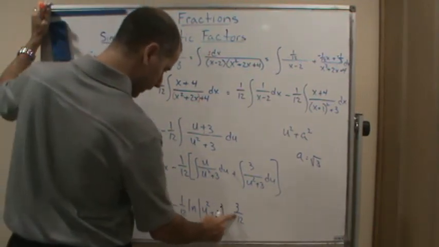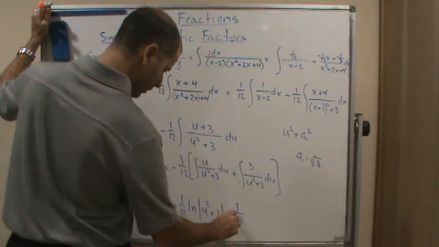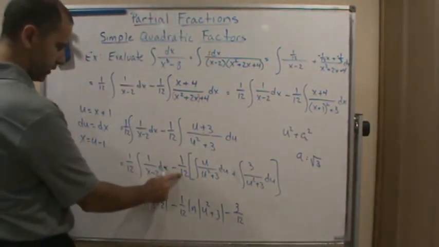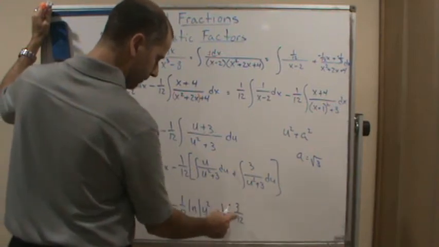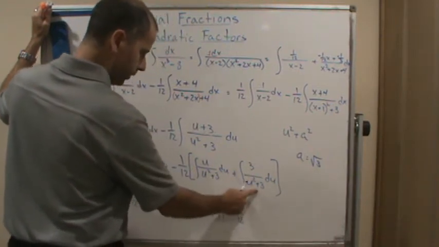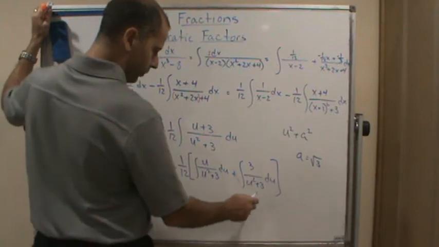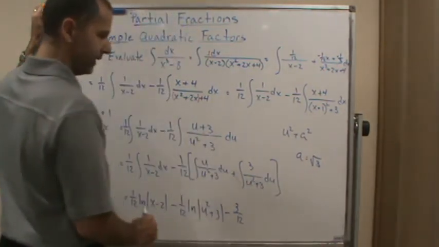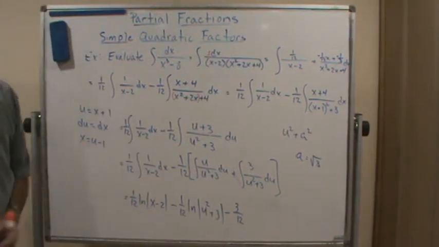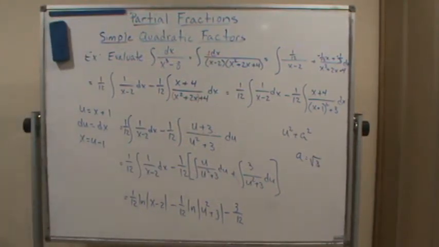Oh, so this is going to be minus. I've got the minus 1/12 here, so that goes with this one and this one. So I've got 3, and then I've got the du over this. But in this case, a is going to be the square root of 3. So what am I going to do with that square root of 3?